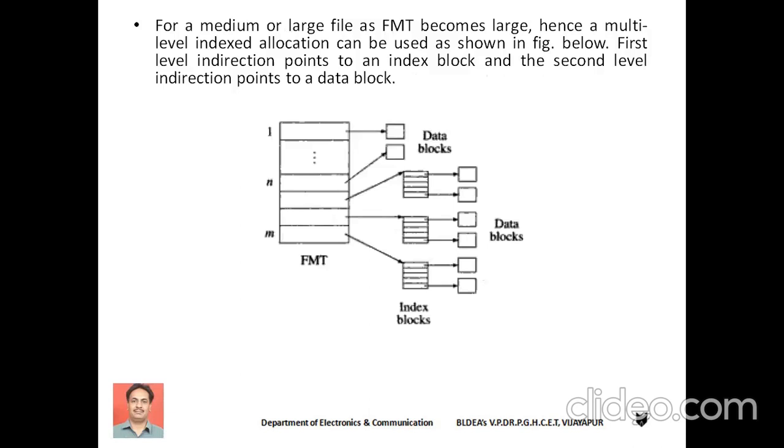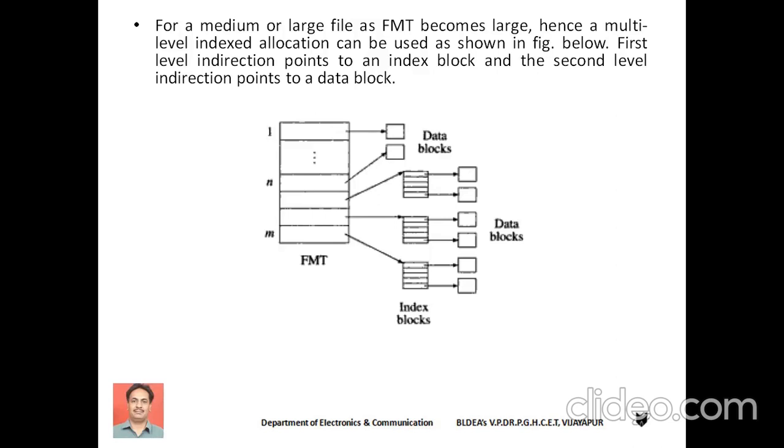Then, students, many times it so happens that the size of the file map table may become very large if the size of the file itself is very large. For medium or large sized files, the file map table itself becomes very large, and the size of the index will also become very large. In such a case, we can use multi-level indexed allocation.